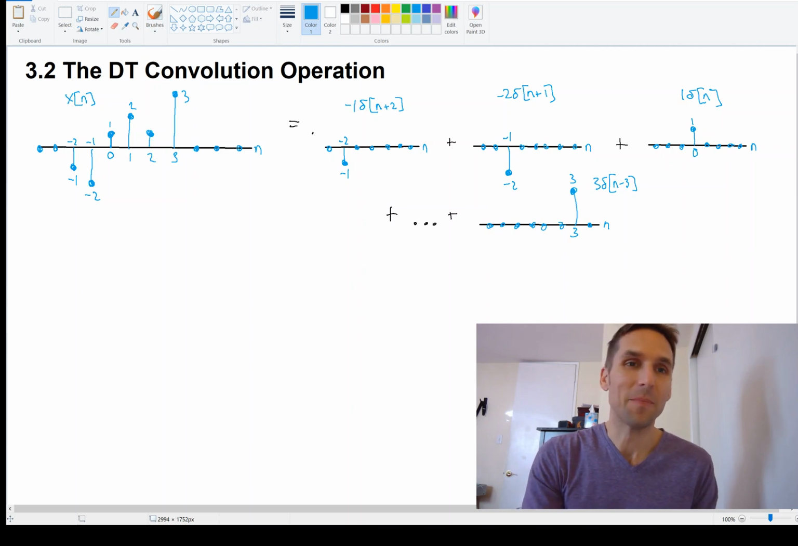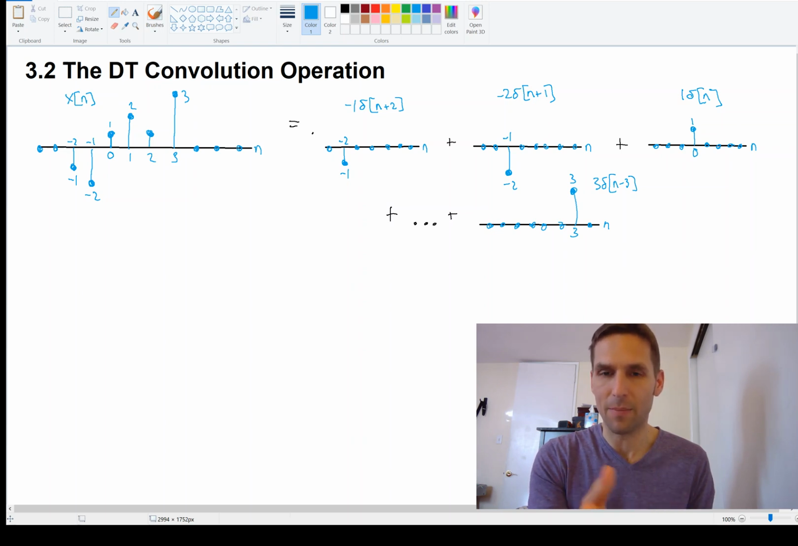Hi, welcome back. Let's begin looking at the convolution operation, and we're only going to start in discrete time. It's going to take us a few videos, I think, to fully understand this operation.